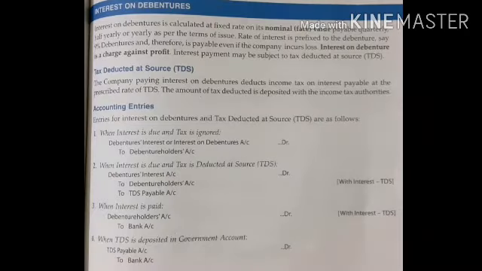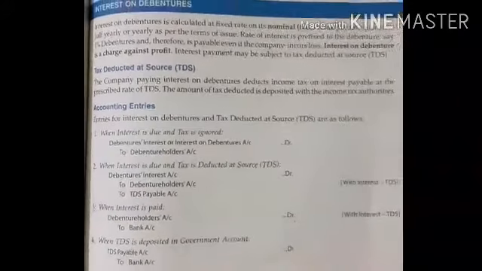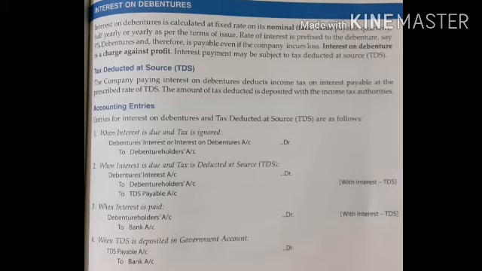Hello students. The next topic of this chapter is interest on debentures. How can we calculate this interest on debentures? Interest on debentures is calculated at a fixed rate on its nominal value, payable quarterly, half yearly or yearly as per the terms of issue.